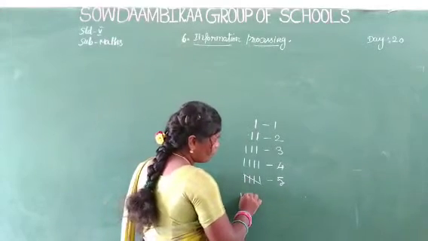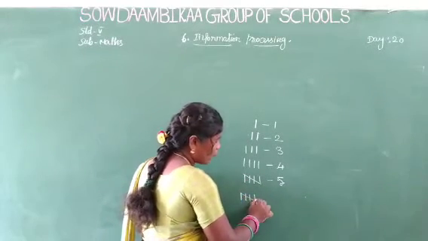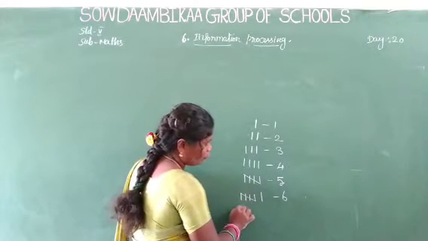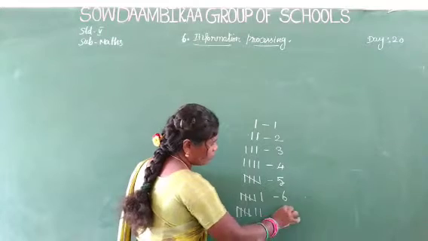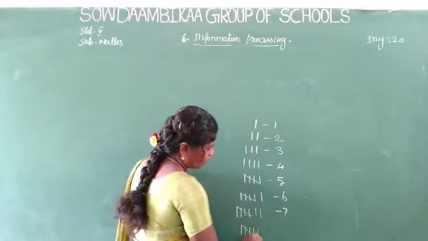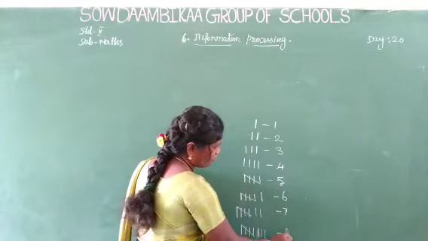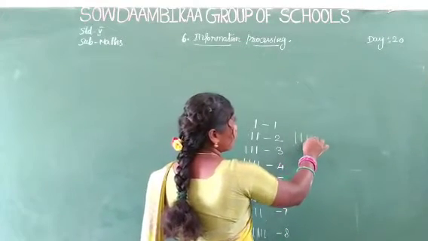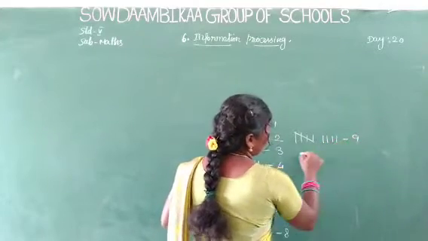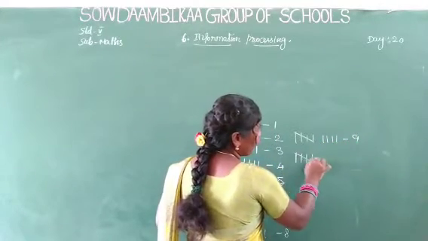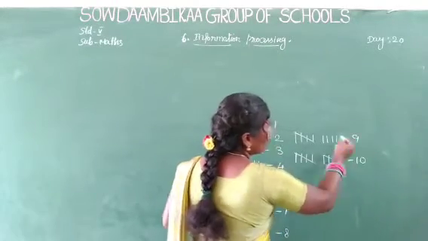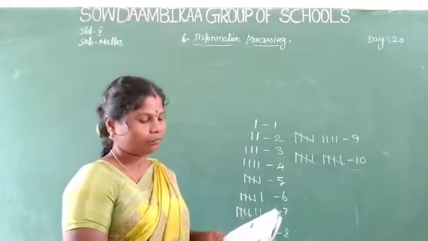Next, 6, 7, 8, 9, and 10. Counting up: 1, 2, 3, 4, 5, 6, 7, 8, 9, 10. This is a tally mark.